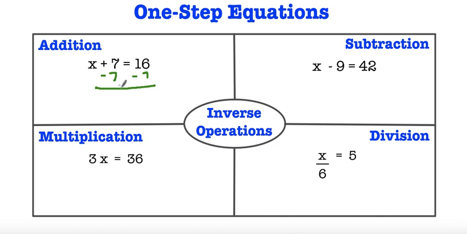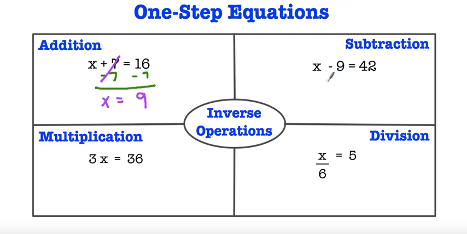So here, since I'm subtracting 7, these cancel out because they're inverses of each other. And I'm left with x equals, and now I'm going to do 16 minus 7, which is 9. So x equals 9. So in order to solve a one-step equation with addition, I do have to subtract because that's the inverse, and that's how I could get the x by itself.